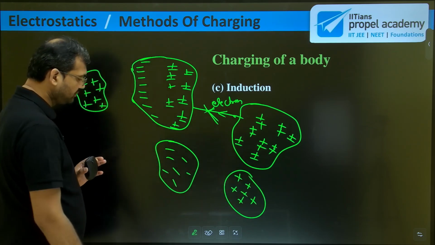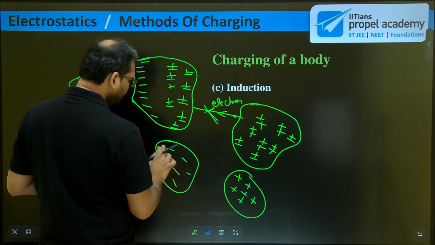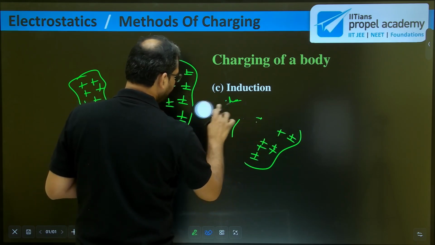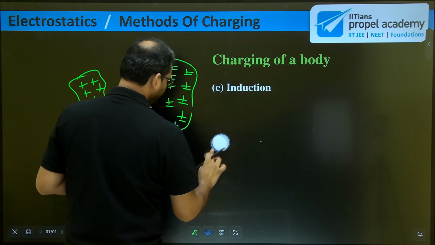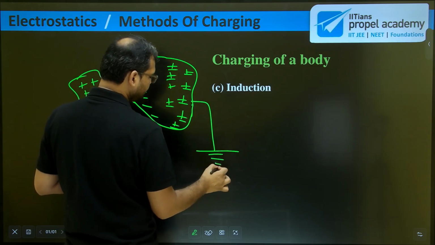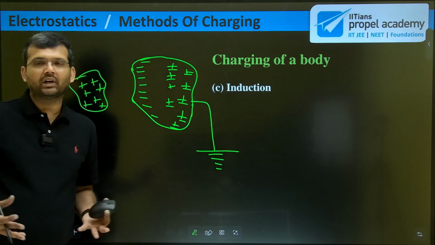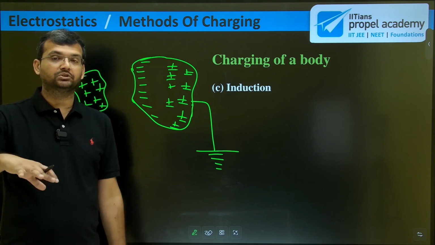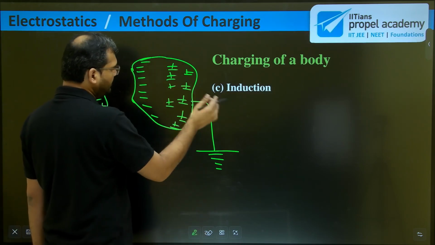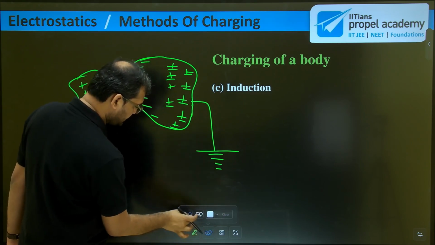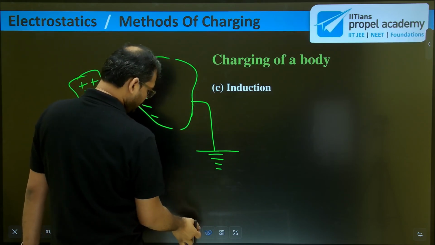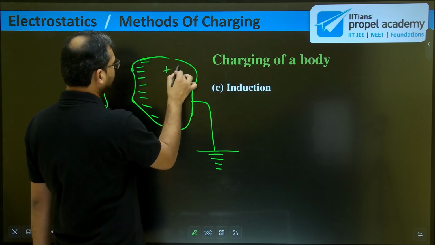This is one method. The other method is, instead of connecting a wire, let us say you do not have any wire or anything like that. So, you just connect this to the earth. Earth is a huge reservoir. It has both positive charges and negative charges. So, now what happens? Previously here I have positive charges.